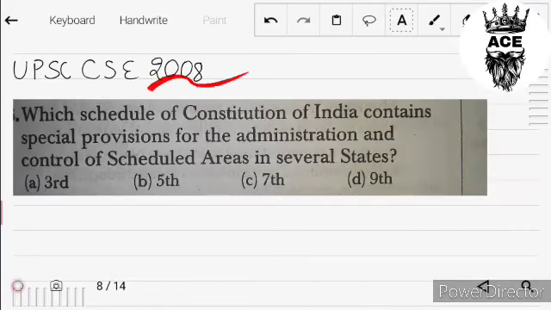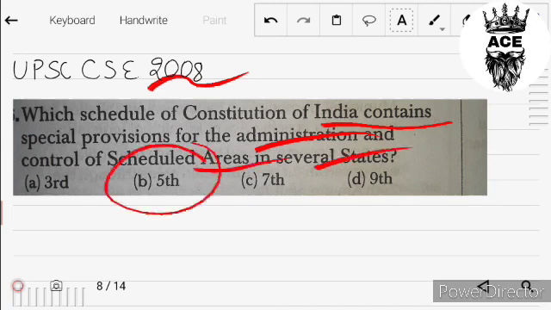This question was asked in 2008 in the Civil Services Examination. Which schedule of the Constitution of India contains the special provisions for the administration of the scheduled areas in several states? So are you getting this? There are numerous questions I have found in previous years regarding the schedules, but I have taken certain ones, because you will see that repetitions are there; the schedules are limited, but the questions fluctuate over the years. So I have tried to give you the better ones.